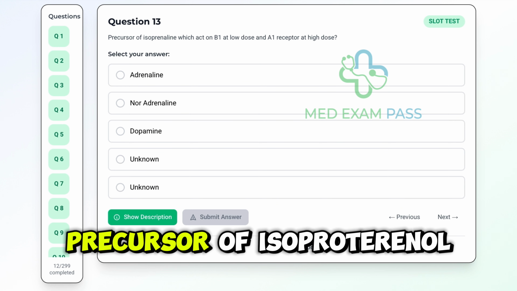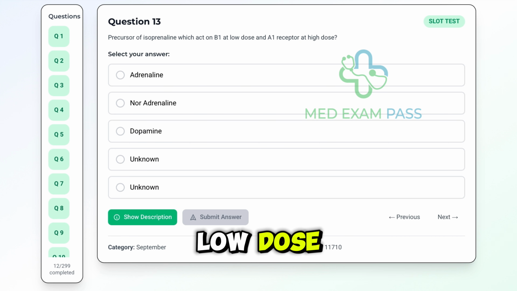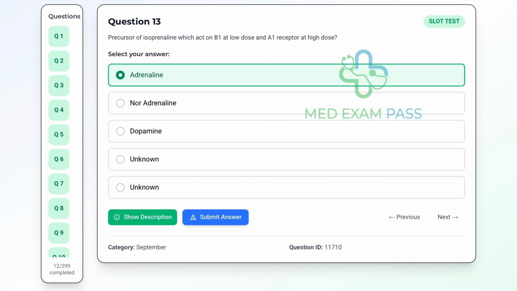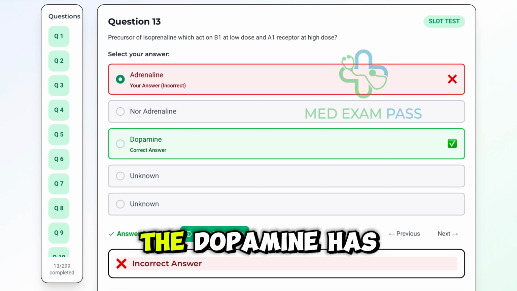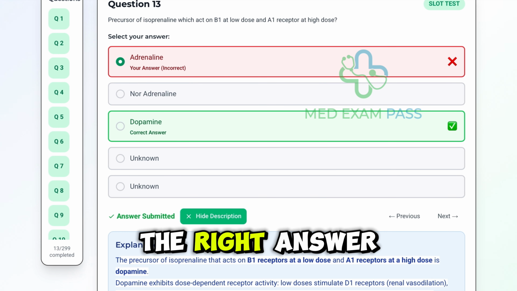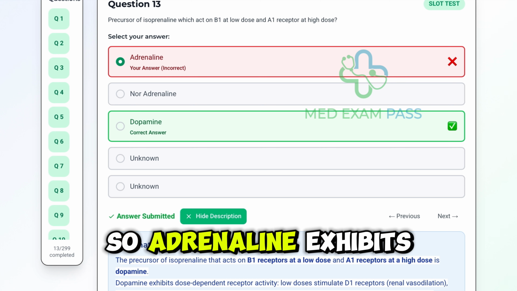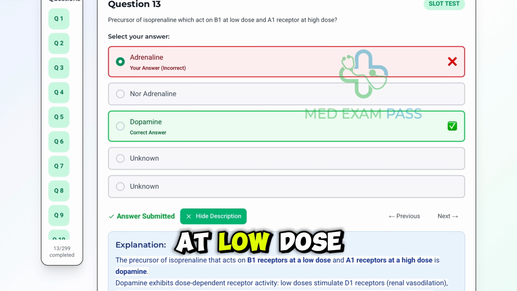Question number 13: the precursor of isoprenaline, which acts on beta 1 at low dose and alpha 1 at high dose. What is that? That is adrenaline. Dopamine has been given here, but that is wrong. Keep that in mind. Adrenaline, or epinephrine, exhibits dose-dependent receptor sensitivity. At low dose it stimulates both beta 1 and beta 2, but at high dose it acts mainly on the alpha 1 receptor.